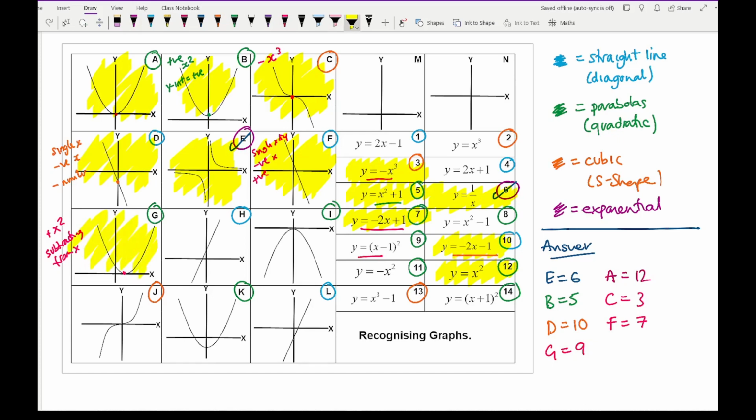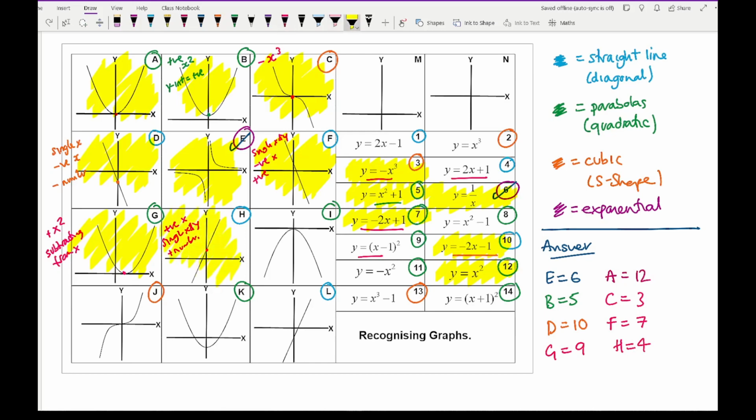Then moving on to H. So for this one, again, I'm looking for positive x, single y, because it's diagonal. And I'm looking for plus a number. So looking for positive x, positive number being added. So I'm going to go on a whim and say it's number 4. So here H equals 4.